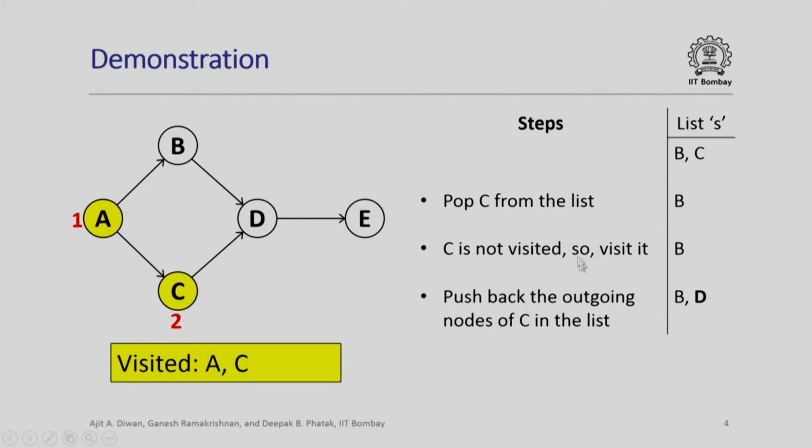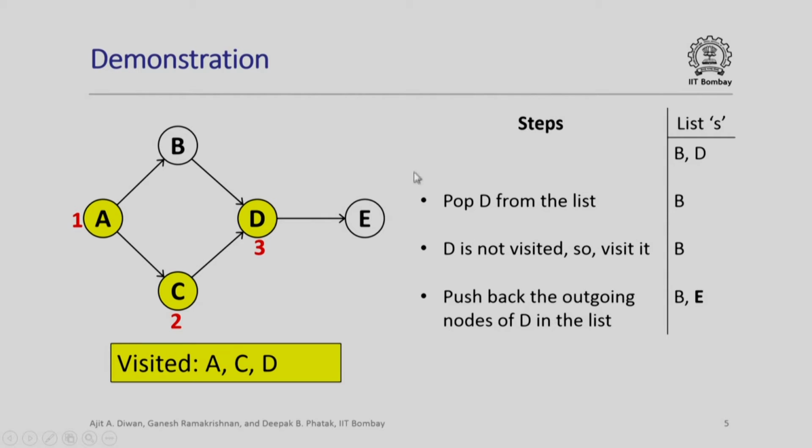Next, we pop the next node from the list as a stack. Since this is being treated as a stack, we pop C from the list. When we pop C, the list contains only B. Now, we look at C which we have just popped. It is not visited, so we will visit it. When we visit C, we find that C has an outgoing edge to D. So, we will push back the outgoing nodes of C, which is D, onto the list. The list will now contain B and D.